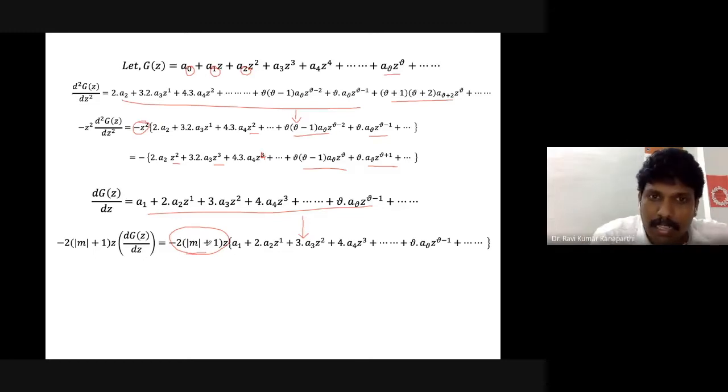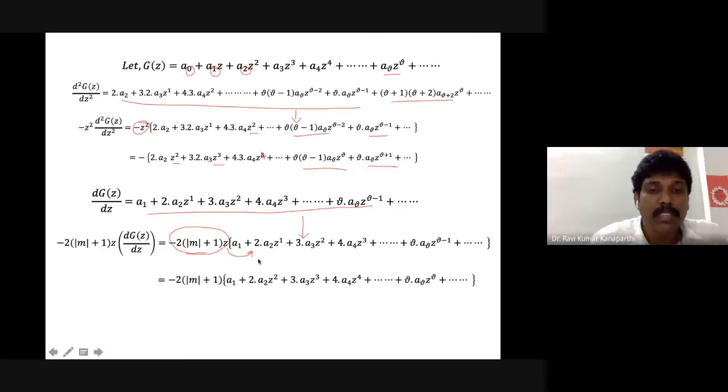Now the next step: this is a constant, right? m is a constant, 2 is a constant, 1 is a constant, but then there is a z. This z you can just take inside and multiply each term. So when you multiply it, what you are going to get is a1z. There is a small mistake here, please correct it: a1z plus 2 a2z square plus 3 a3z cube, and so on. And you can write down a general term.